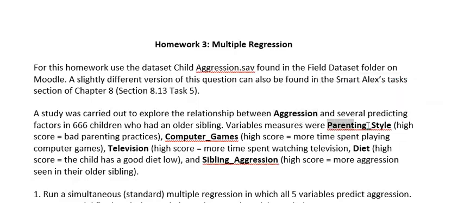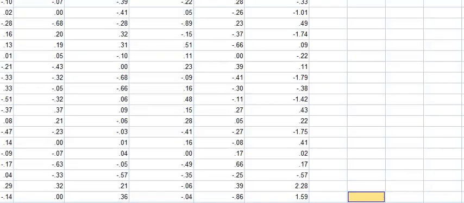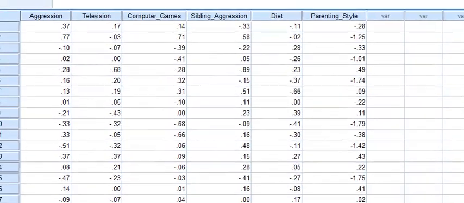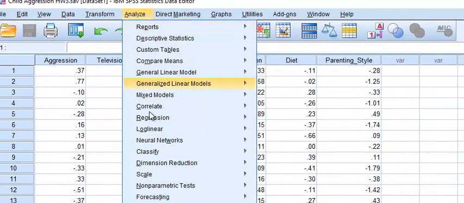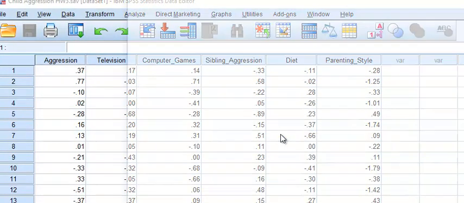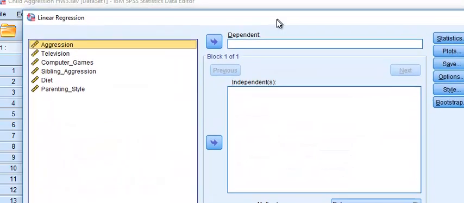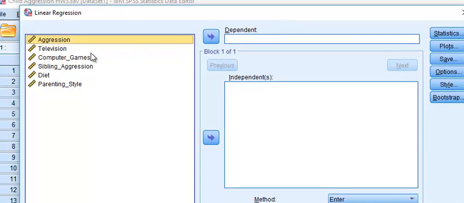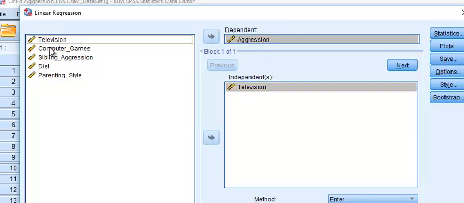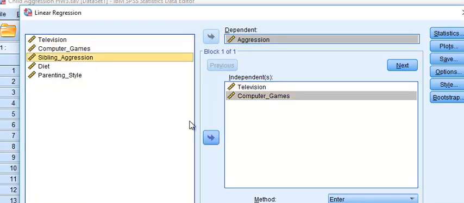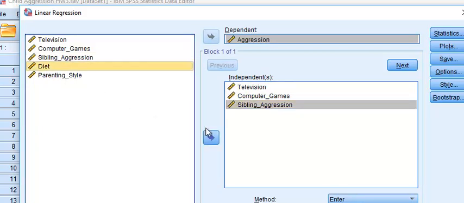And I'm going to call these predictors because they're trying to predict aggression scores through the parenting style, diet, computer games, television, and sibling aggression. So here we go. You're going to go to, let's put it down where you can see it, Analyze, Regression, Linear. So the DV is aggression, and all these other guys are independent variables, predictors, if you will.